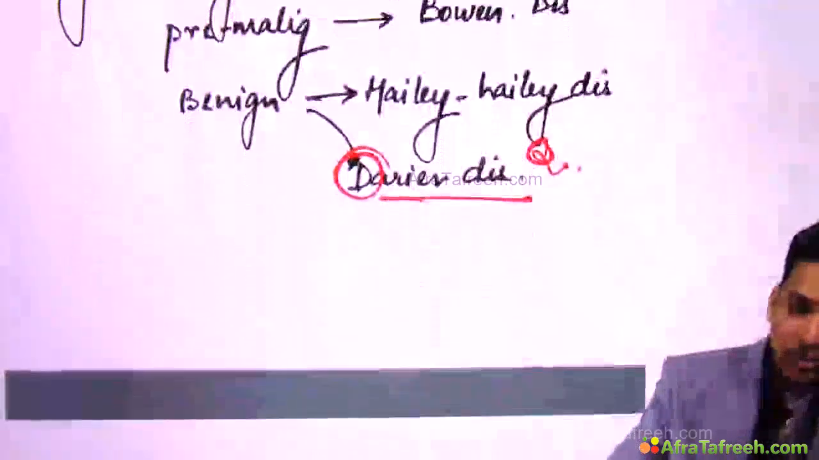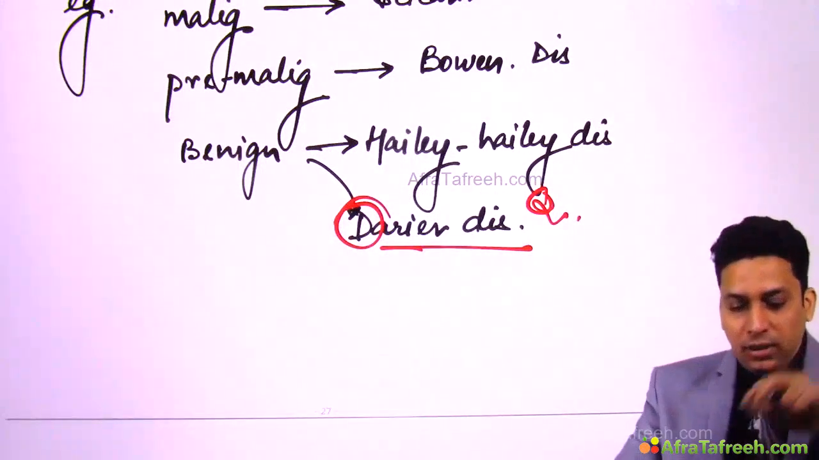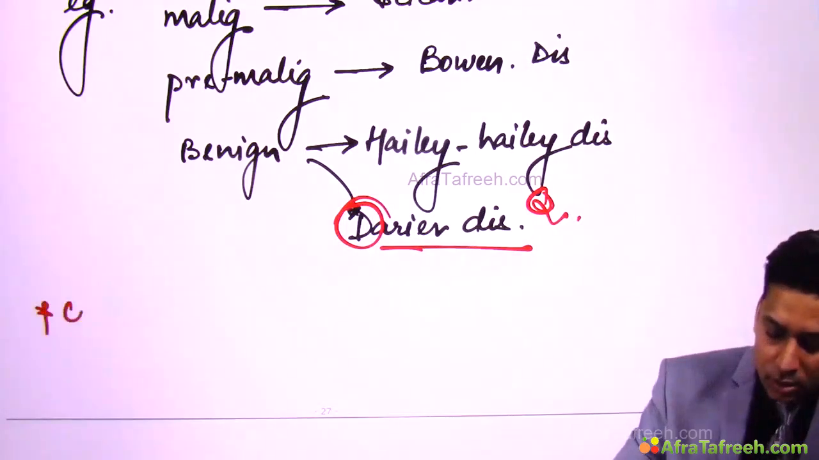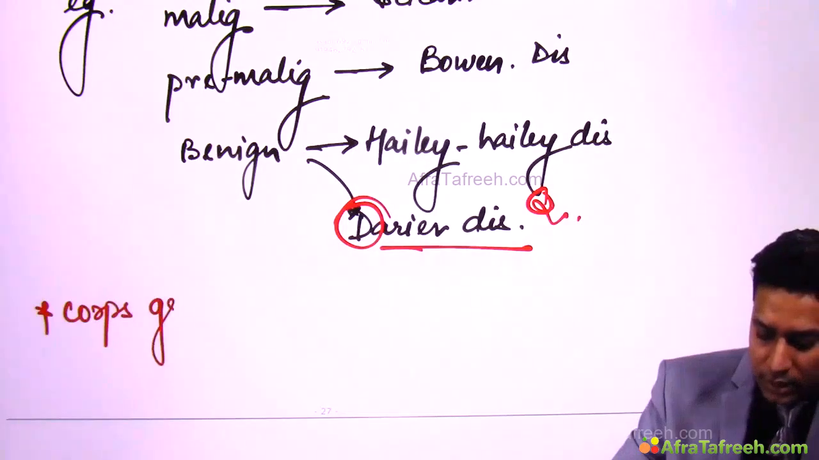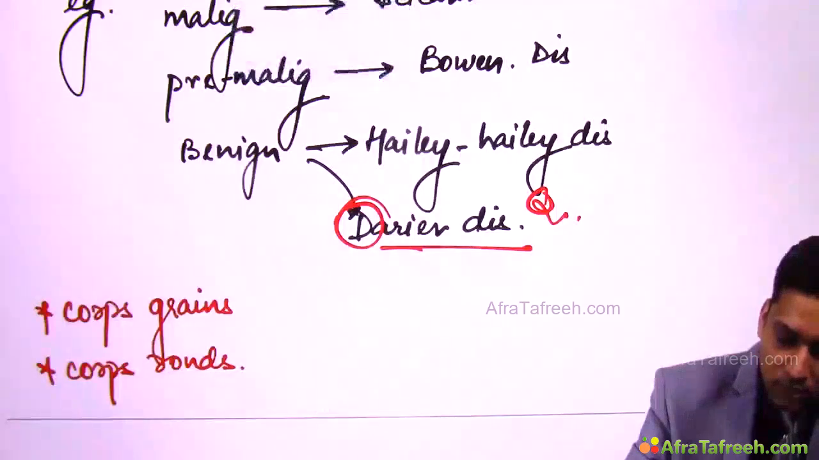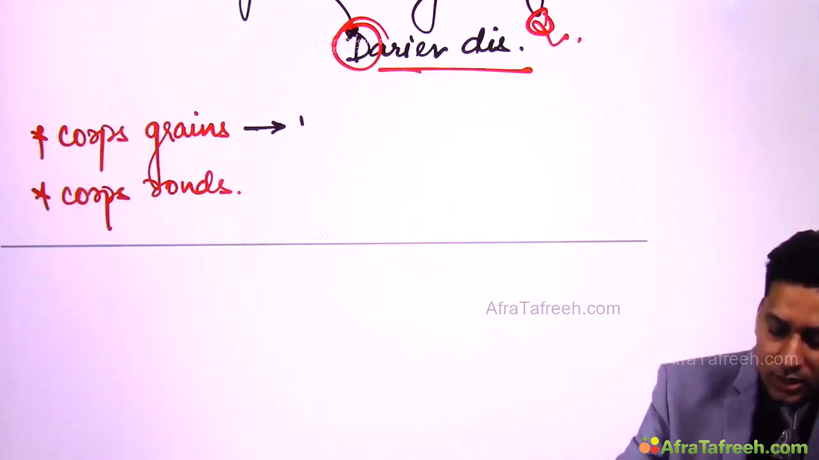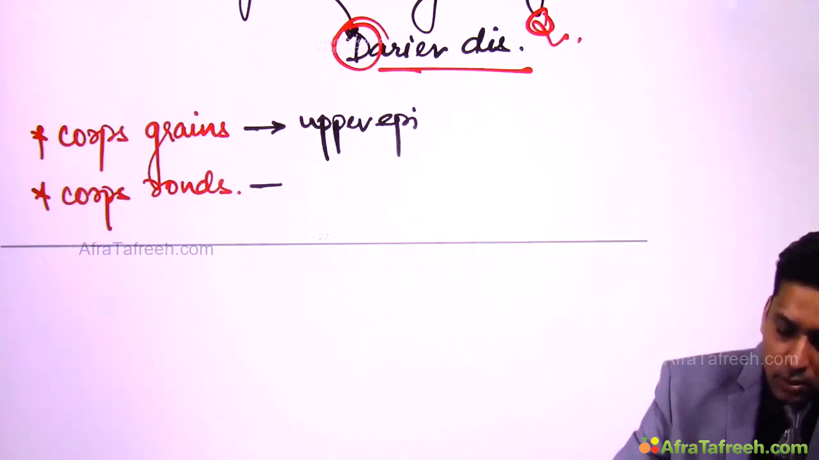Now when dyskeratosis occurs in Darier's disease, what happens? Two specific features are seen. You can write down separately. That is corps grains, corps ronds. Just now I will tell you what these are. Corps grains are generally seen in upper epidermis. Corps ronds are seen in lower epidermis.